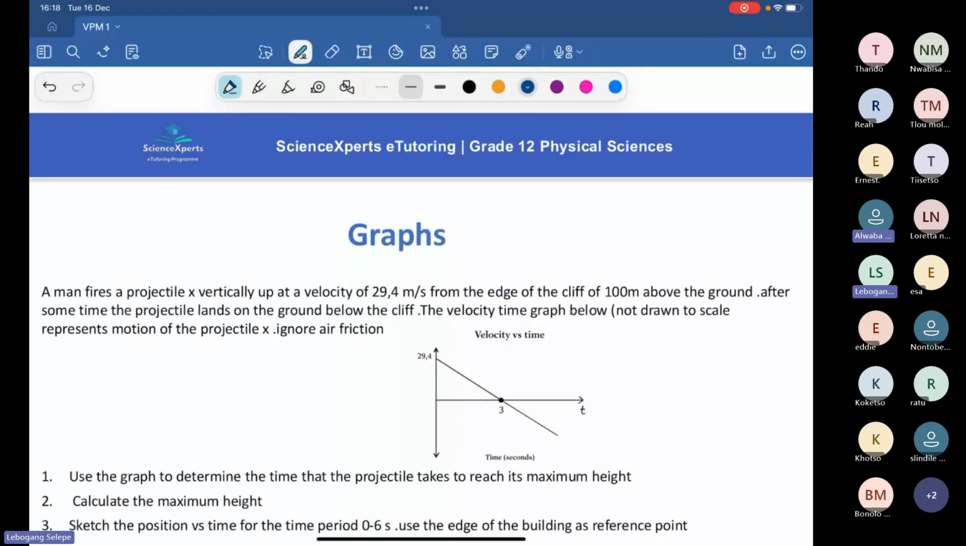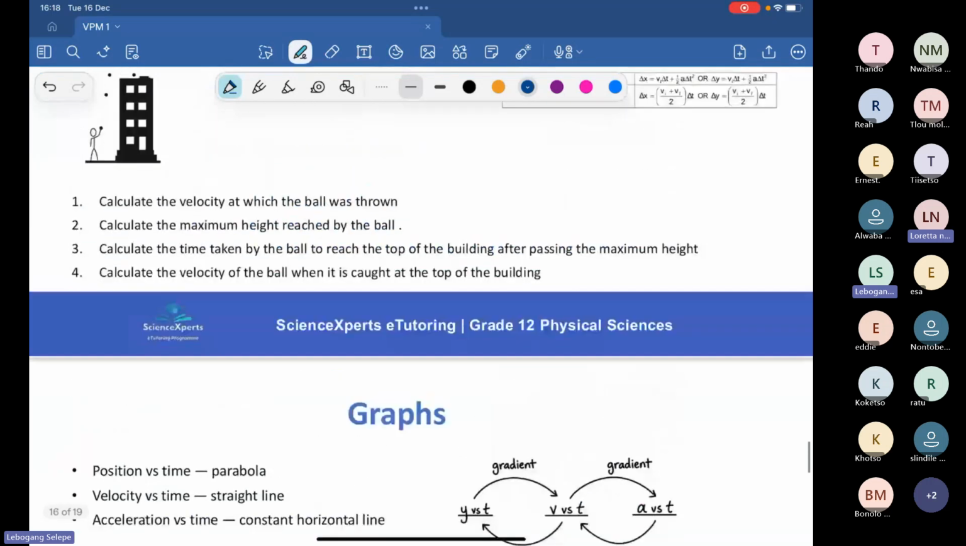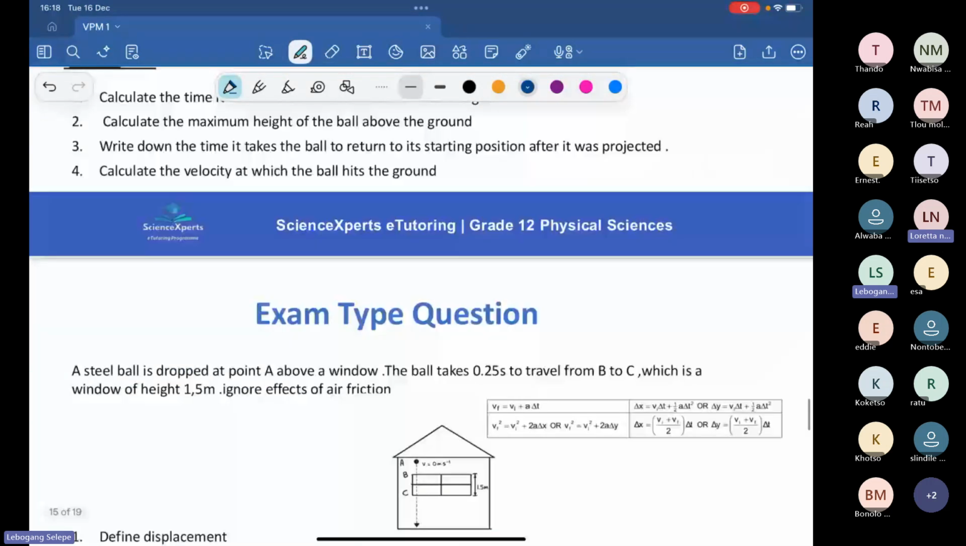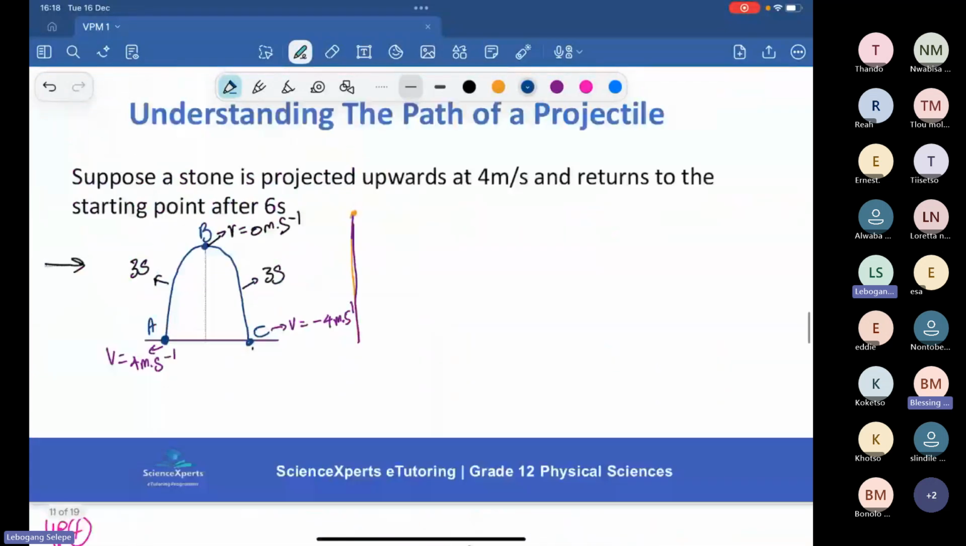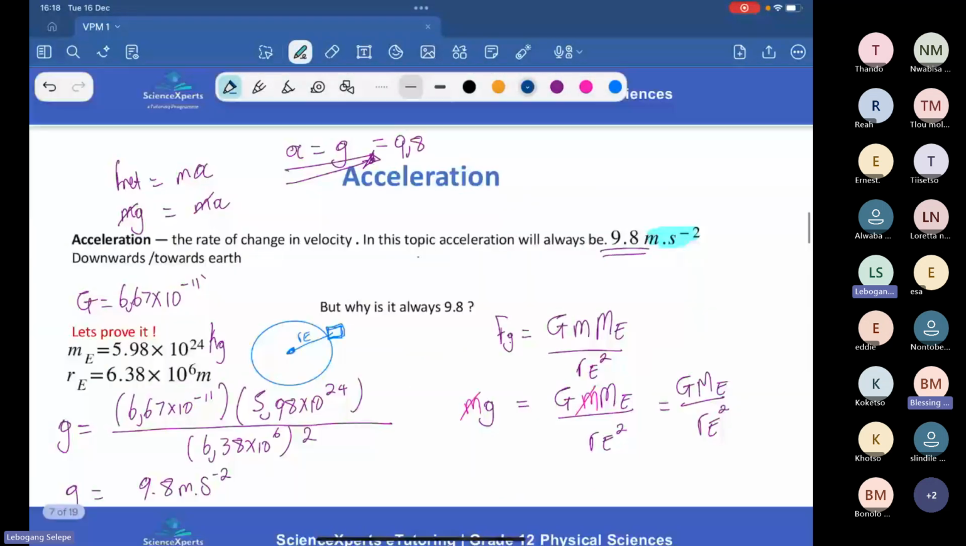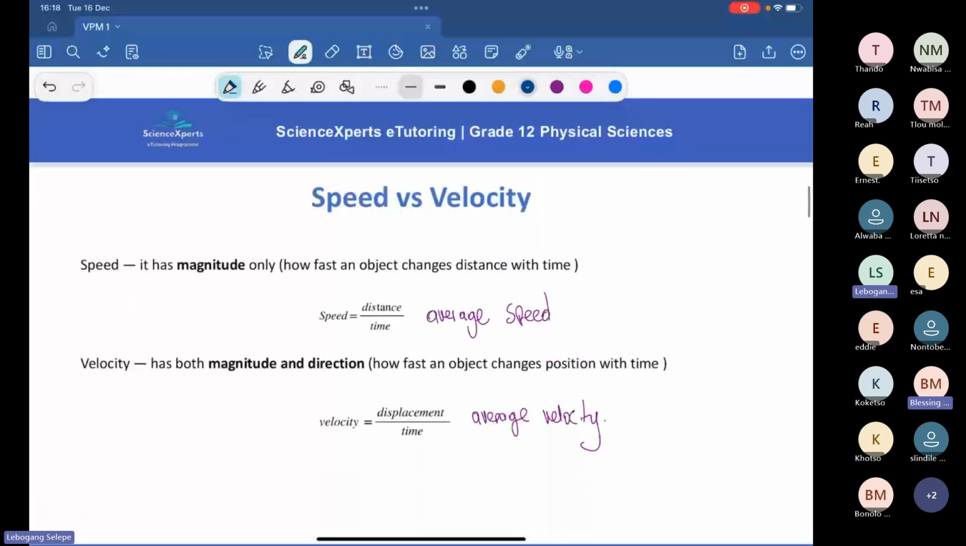Sir, before you leave, may I ask a question? Yes, yes, yes. On the concept of speed versus velocity, why do we say average velocity or average speed instead of just calling it velocity or speed?